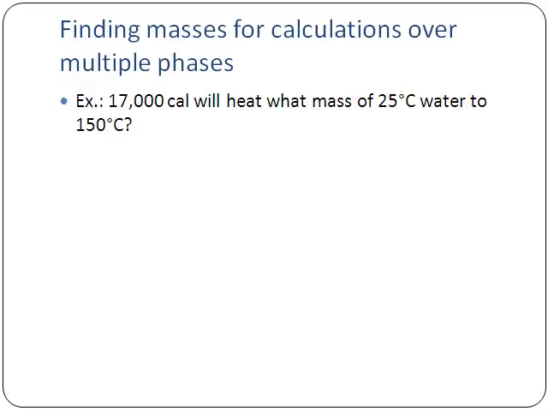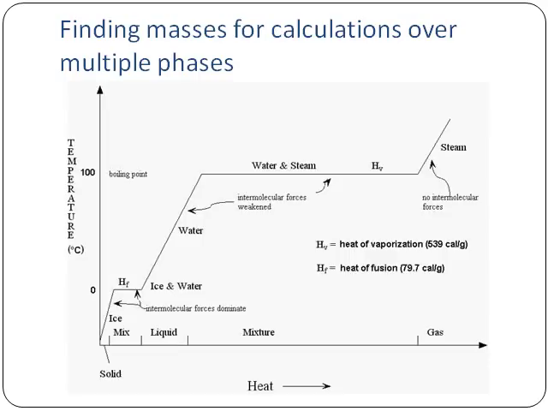We're told that 17,000 calories will heat what mass of 25 degrees Celsius water to 150 degrees Celsius? So first step is we need to figure out what regions this is going to cover. And so let's take a look at our heating curve. We were told that it starts at 25 degrees C and it ends at 150. If we start at 25 degrees C, that means we're starting right about here. We're ending at 150. That's way up here.